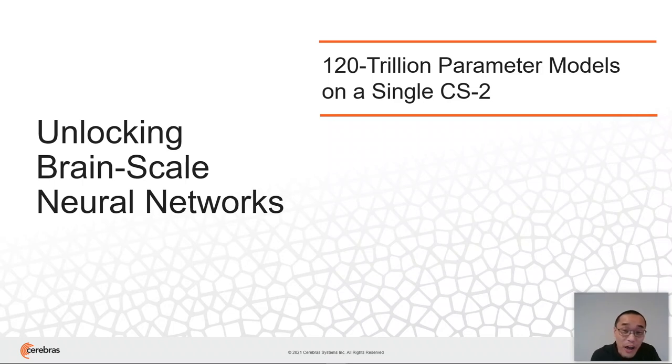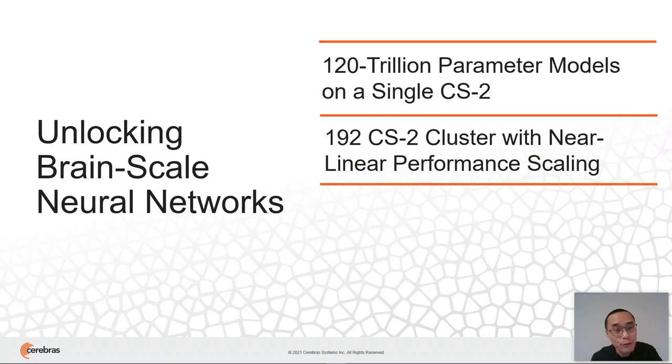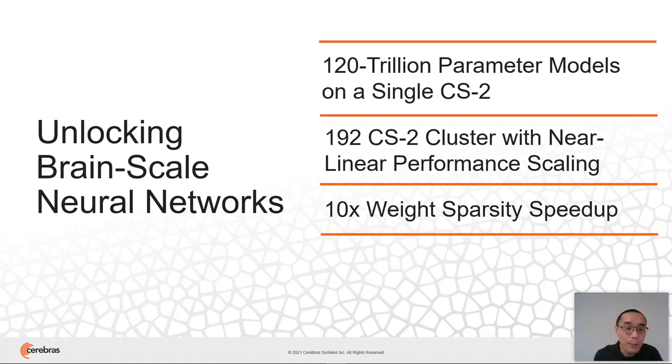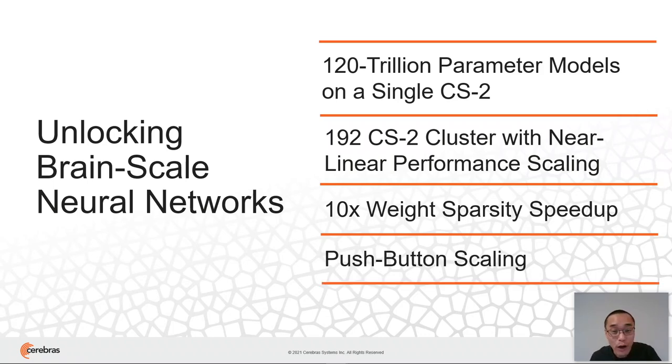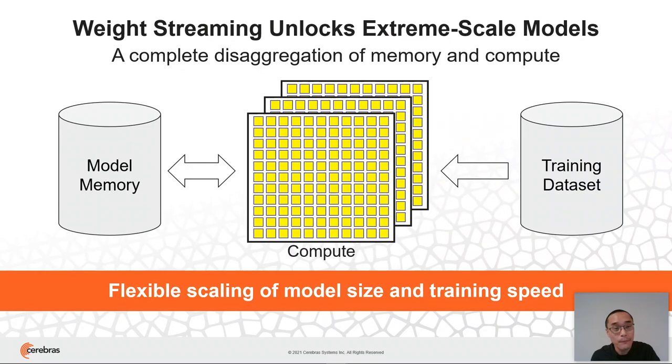But as you all know, it's not just about scaling it. We also need to run it fast. And for that, we've developed technologies that allow this architecture to scale up to a cluster size of 192 CS2 systems with near linear performance scaling, with the ability to accelerate up to 10 times unstructured weight sparsity. And all of this packaged in a hardware-software co-design solution that makes programming any size cluster as easy as a single system. Let me show you how we'll be able to do this.